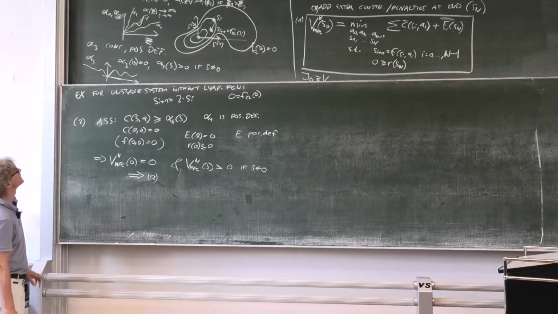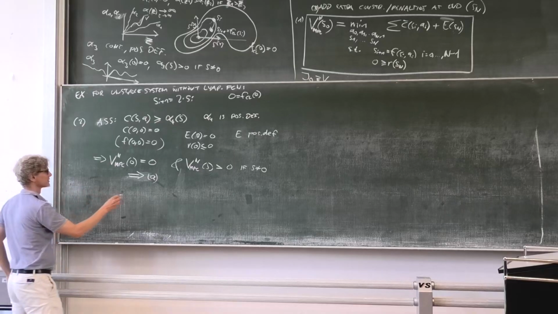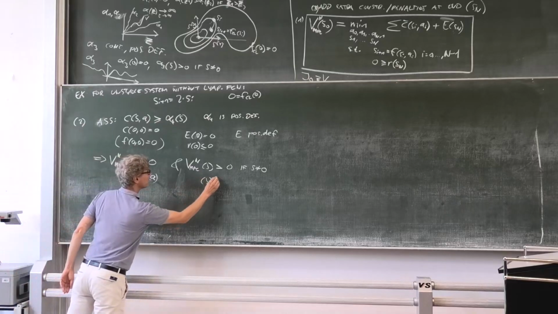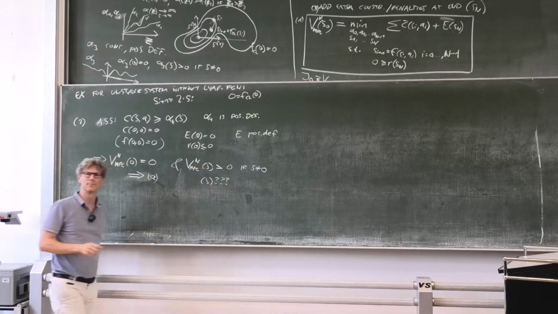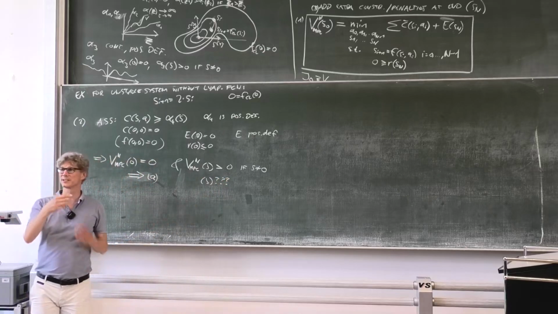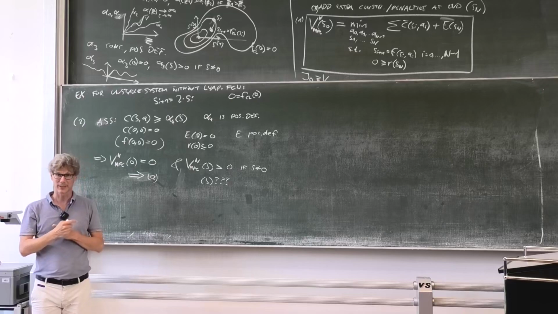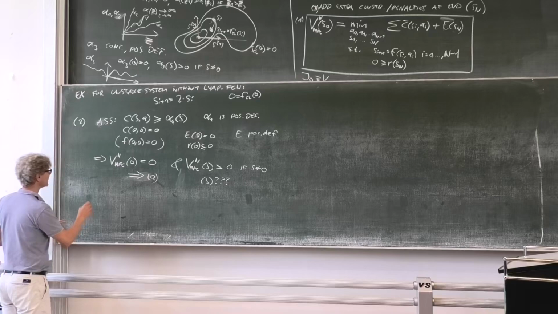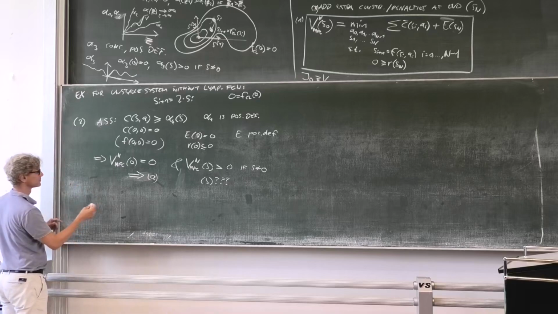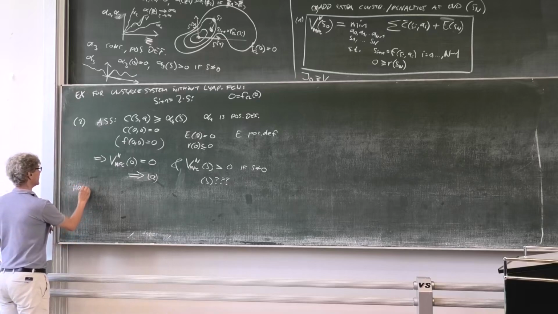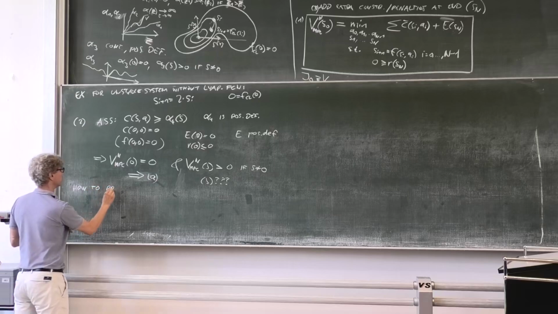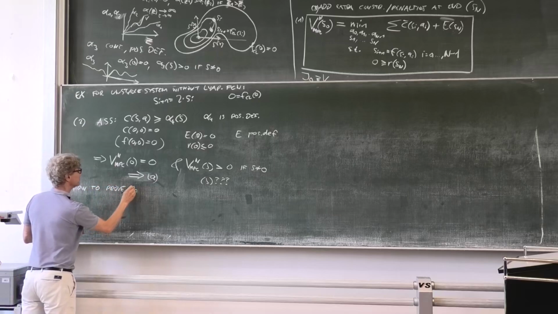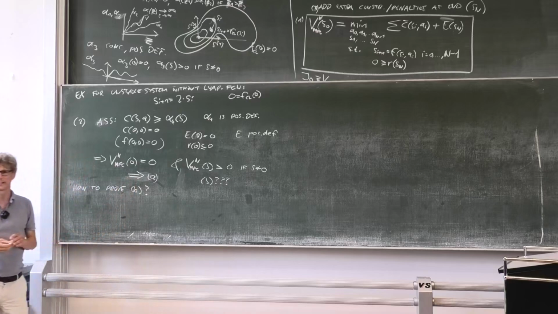But now I want to get the B condition. So how do I get B? How can I show that I'm always decreasing my cost? And that will be a bit more difficult here. And I can just tell you what I would need for that. So now the question is how to prove B. And here I need to add extra conditions.